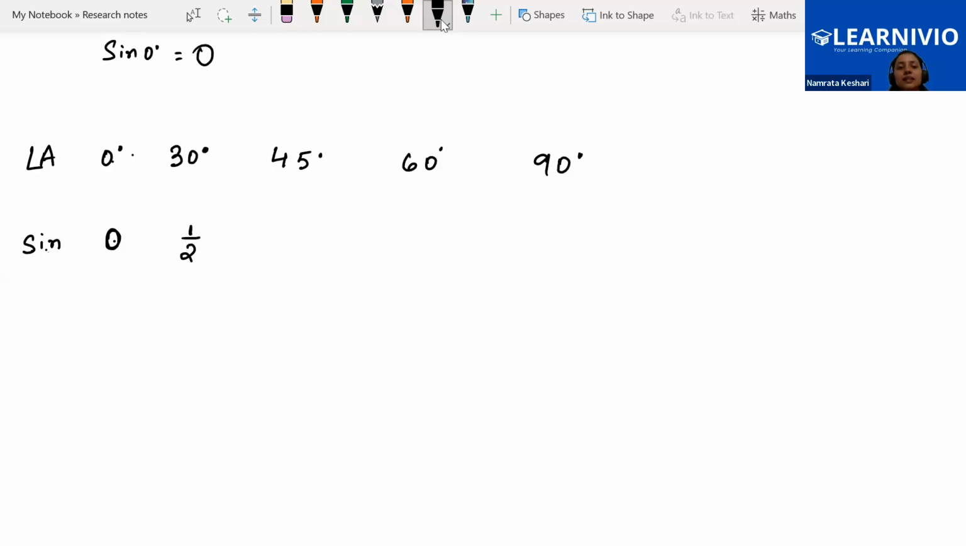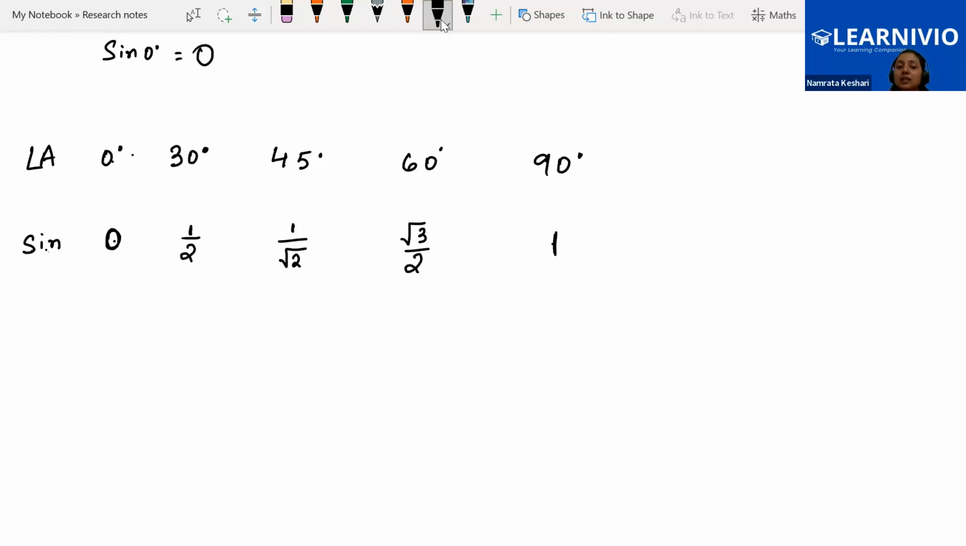What is sine 45 degree? 1 by root 2. What is sine 60 degree? Root 3 by 2. This table is also given in your book. Sine 90 degrees is 1.